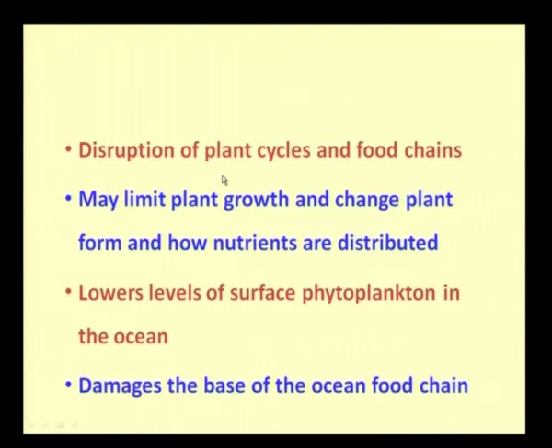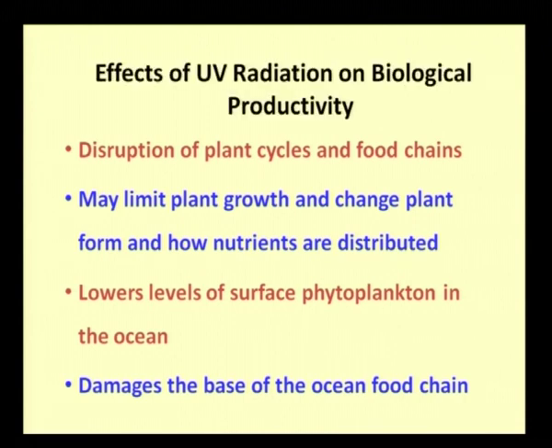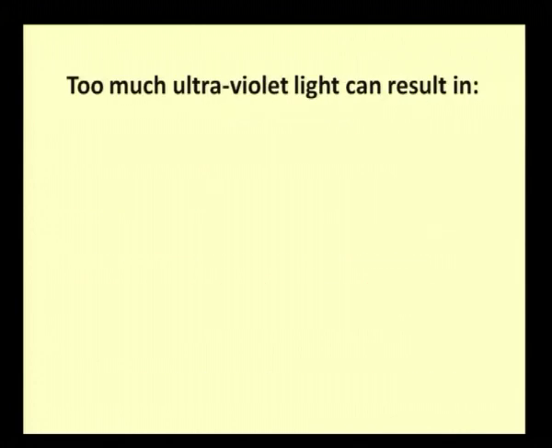The disruption of plant cycles and food chains may limit plant growth and change plant form and how the nutrients are distributed. It lowers the levels of surface phytoplankton in the ocean and damages the base of the ocean food chain, and therefore the whole ecosystem is affected.